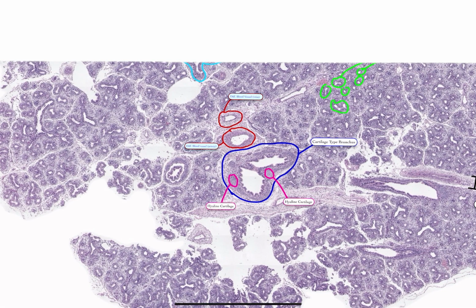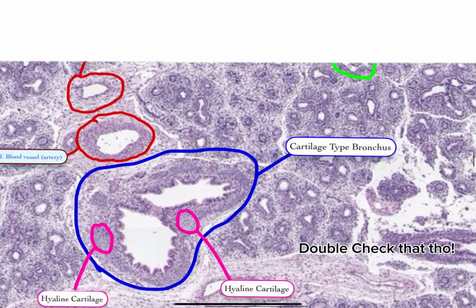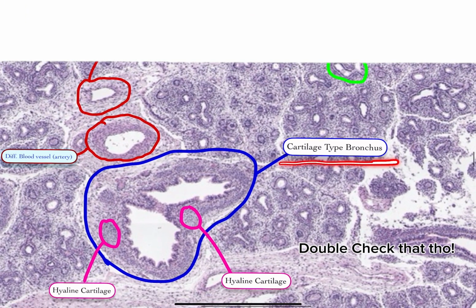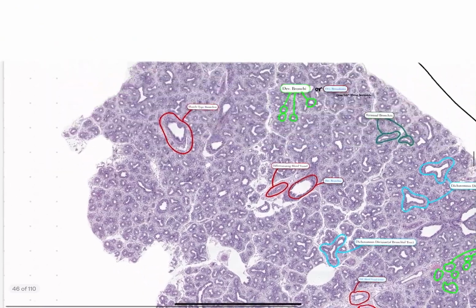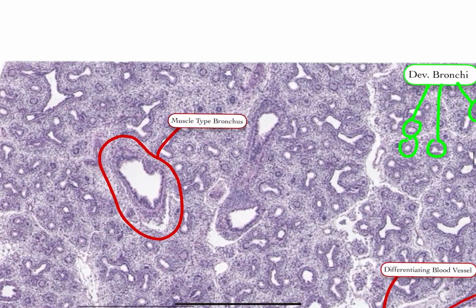Okay, now let's thank our professors, because during this course, we don't actually have to name the specific type of bronchi that we are looking at. So for example, this being a cartilaginous type bronchi, we don't have to write in the cartilaginous type. It's enough to just write that it's a bronchi. Same with the muscle type. It's enough to just write bronchi.